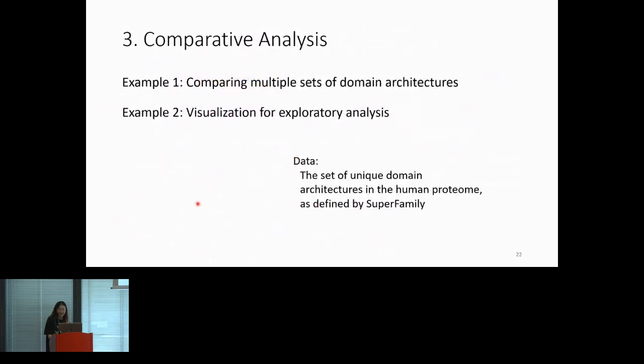Once you have the embeddings, there's comparative analysis. I'm going to show you 2 examples. Both examples are based on the set of unique domain architectures in the human proteome. I obtained the domain architectures from the SUPERFAMILY database, which is a collection of domain models based on structures in SCOP.